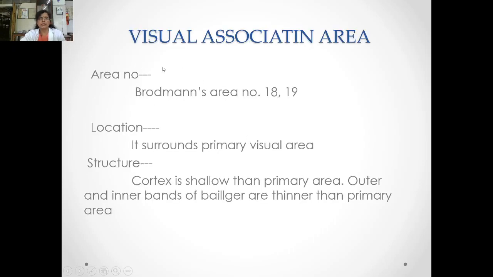Then we will see about the visual association area. This is Brodmann's area number 18 and 19. Area number 18 is called the parastriate area, and area number 19 is called the peristriate area. Location of this area: it surrounds the primary visual area.